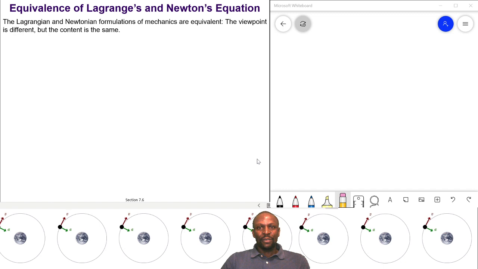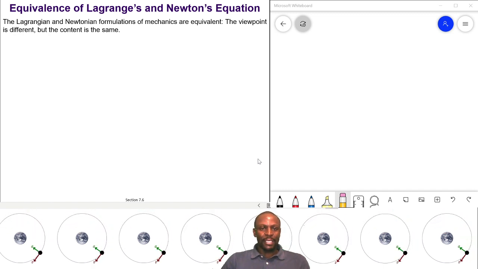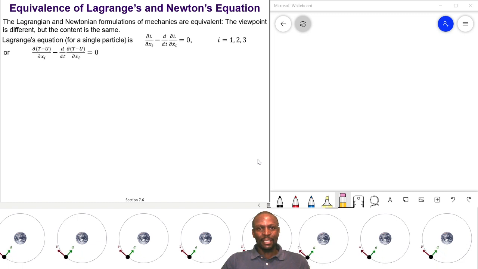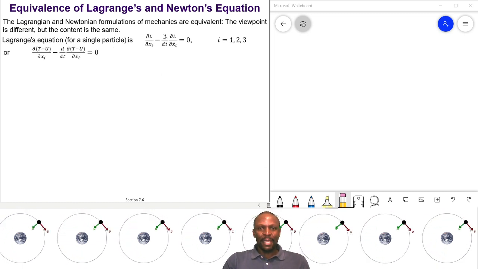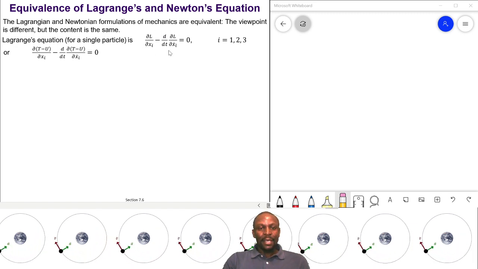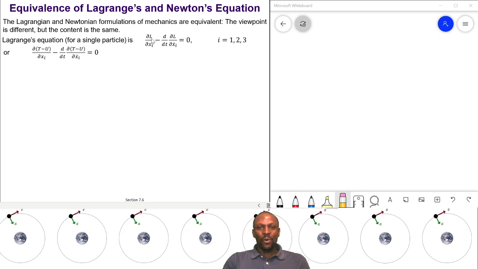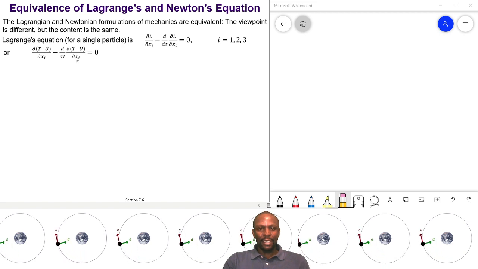Now the equivalence of Lagrangian and Newtonian equations. The Lagrangian and Newtonian formulations are equivalent. The viewpoint is different, but the content is just the same. Now the Lagrangian equation for a single particle is given by this equation as we have derived it. But now we know what L is. L is the difference between the kinetic and the potential energy, and therefore that can be written in terms of this equation.